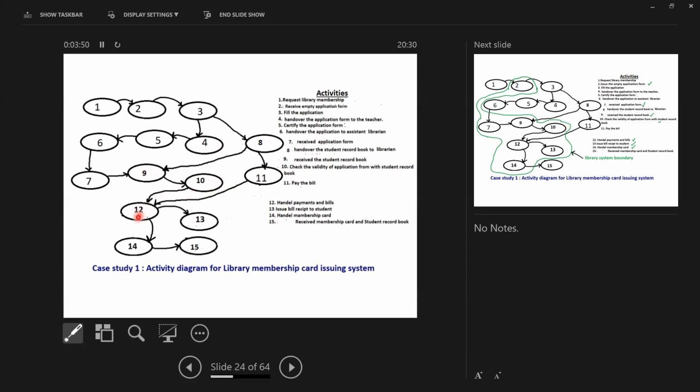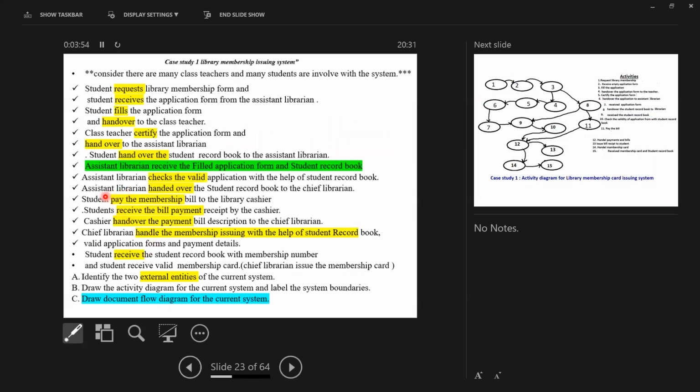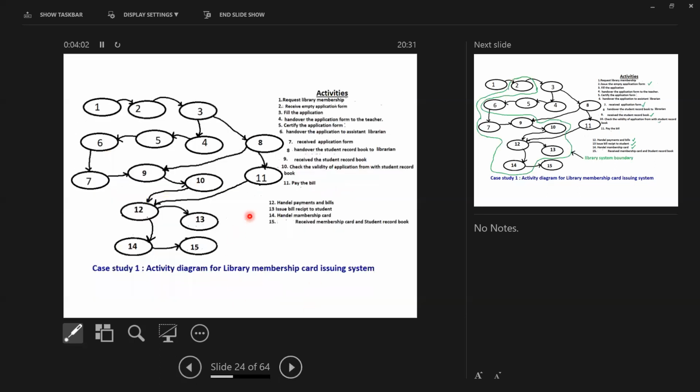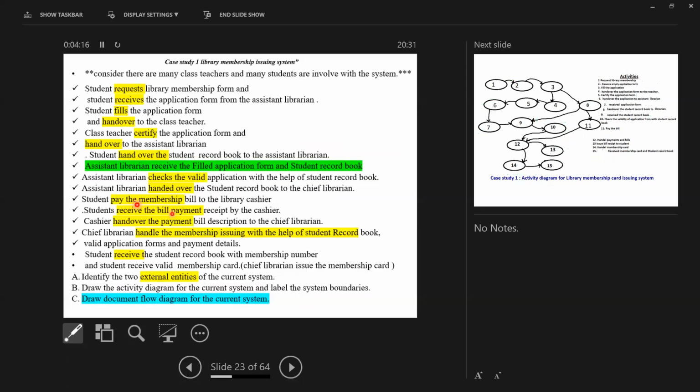Okay. Then after receiving, number 10, check the availability of the application form with the student record book. Number 10. Then 11, assistant librarian hand over the student record book to the chief librarian. The record book is going to the chief librarian. Number 11, no, not 11. Number 12, check the availability of the student information. Now, assistant librarian hand over the record to the librarian.